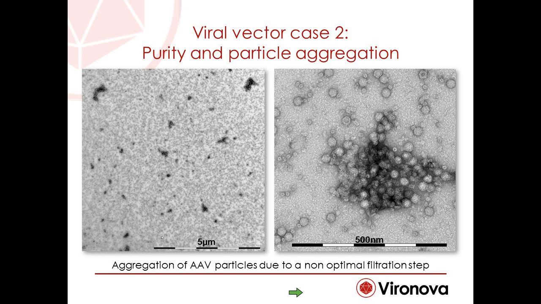Another case study where we looked into the purification step. This time it was another viral vector, the AAV, the adeno-associated virus. On the left-hand side, you can see a low magnification image. You can see the particles in the background, and these big black dots are aggregates, as you can see here on the right-hand side.